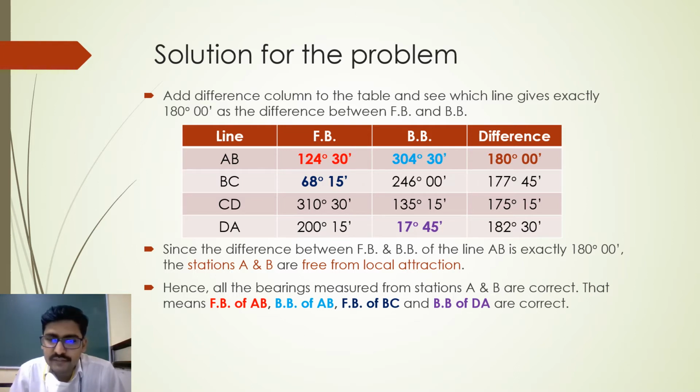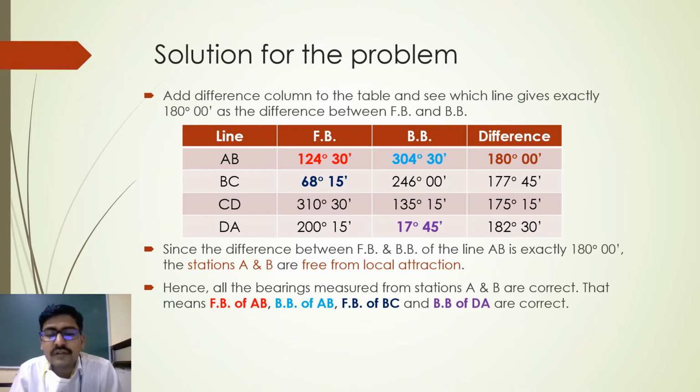If any line is giving you 180 degree difference in its forward bearing and back bearing, that line is free from local attraction. So those two stations A and B are free from local attraction. All the bearings which are measured from these two stations are correct, that means they are not having any error. So you need to first identify which are those bearings which are measured from stations A and B. Definitely these two, that is forward bearing of AB is measured from station A, back bearing of AB is measured from station B. So these two are correct.